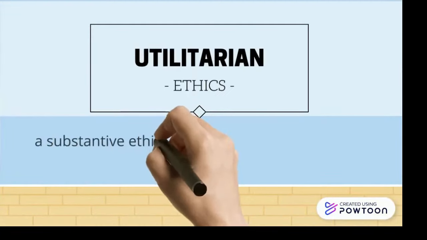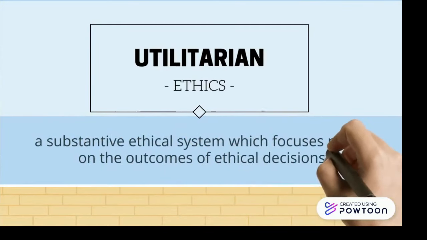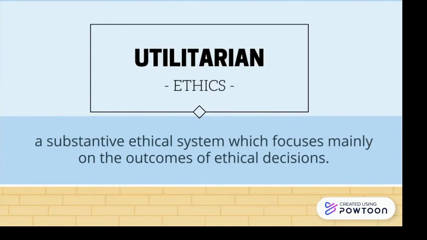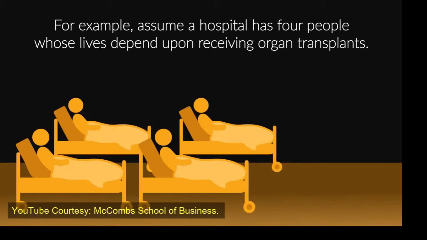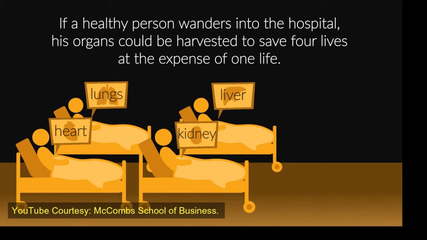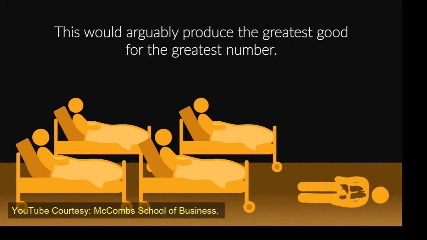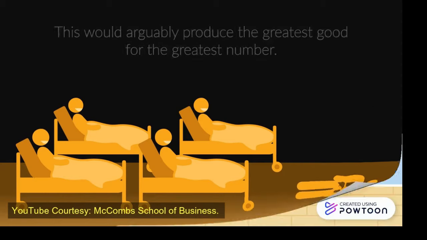Utilitarian ethics is a substantive ethical system which focuses mainly on the outcomes of ethical decisions, providing the greatest good for the greatest number of people. For example, assume a hospital has 4 people whose lives depend upon receiving organ transplants: a heart, lungs, a kidney, and a liver. If a healthy person wanders into the hospital, his organs could be harvested to save 4 lives at the expense of 1 life. This would arguably produce the greatest good for the greatest number.